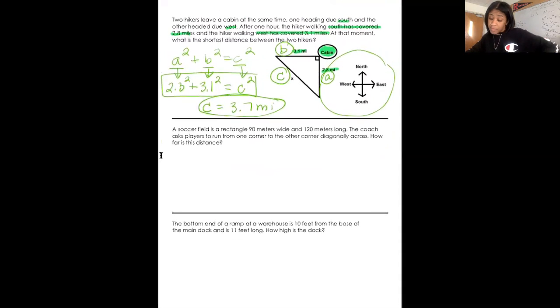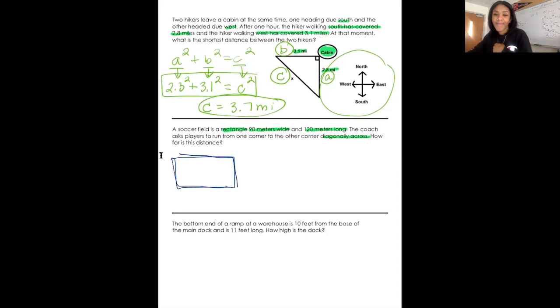Next example, this one's about a soccer field. It has no picture, so we're going to have to draw one, so pay close attention. A soccer field is a rectangle. It is 90 meters wide and 120 meters long. The coach asks players to run from one corner to the other diagonally across. How far is this distance? Okay, so what shape is a soccer field? The soccer field is a rectangle. I'm going to draw a rectangle.